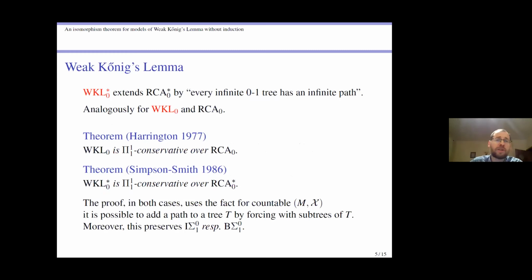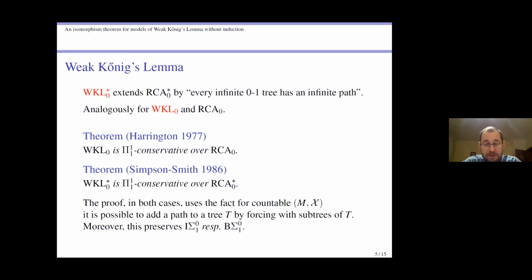Just as a reminder, I'm assuming that all or most of you know this, but weak Kőnig's lemma is the principle that says every infinite binary tree, where binary is syntactically binary, meaning its nodes have to be finite 0-1 strings, with the sons of a node being obtained by adding a 0 or a 1 at the end, has an infinite path.